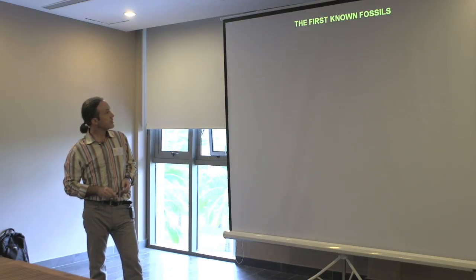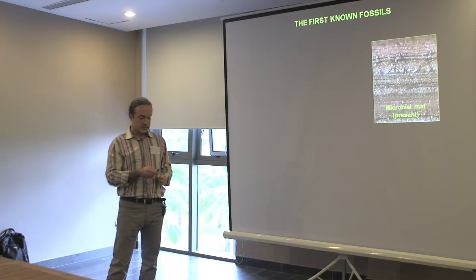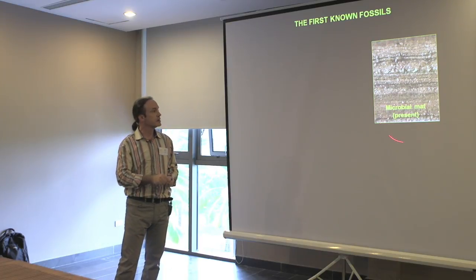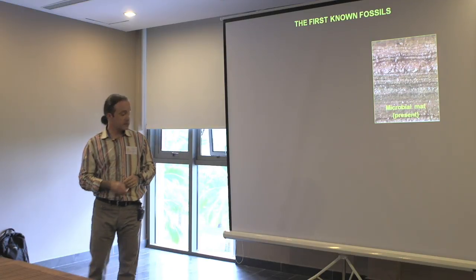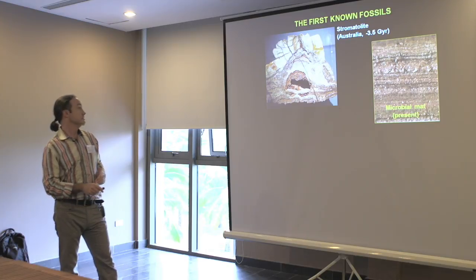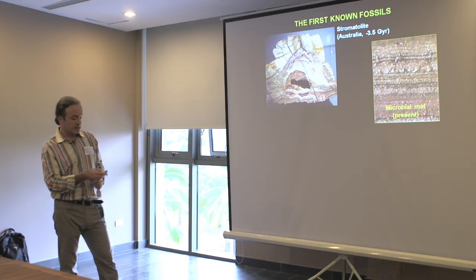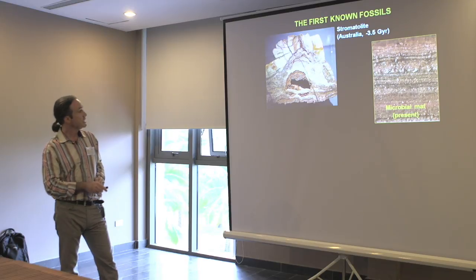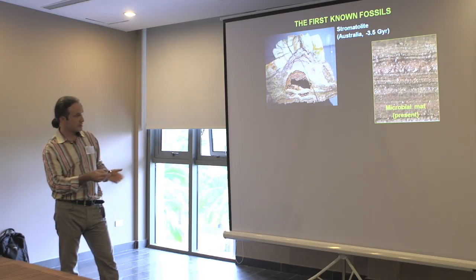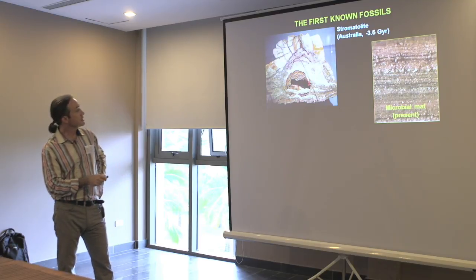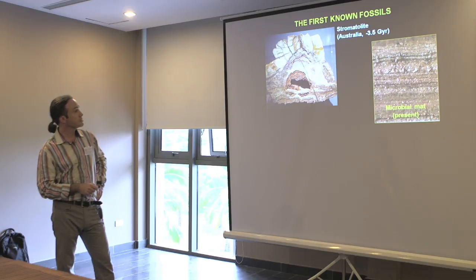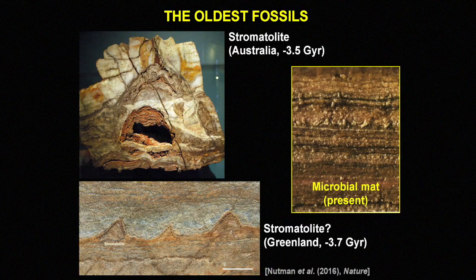The first known fossils are fossilized forms of what we call at present microbial mat, a layered disposition of microbes, and this is the oldest stromatolite recorded to date. These stromatolites were found in Australia, in the Pilbara Formation, in rocks of 3.5 gigayears ago.